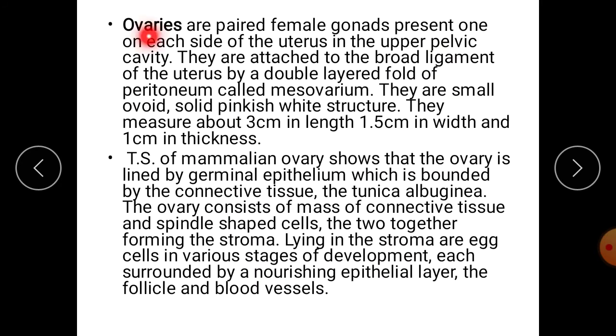So, ovaries are paired female gonads present one on each side of the uterus in the upper pelvic cavity. Gonads are nothing but organs which produce sex cells. In males, testes are the gonads. In females, ovaries are the gonads.